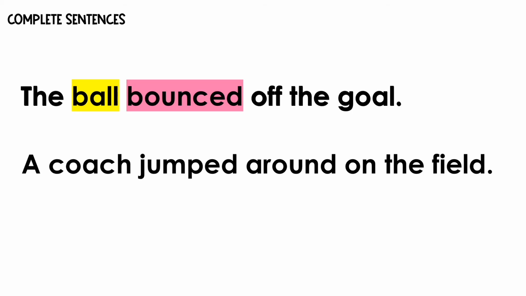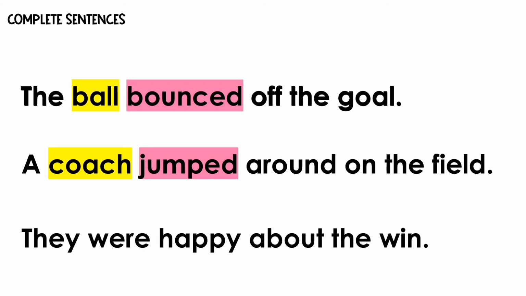The next one. A coach jumped around on the field. What is the subject? Good job. It's who of the sentence, the coach. And what did the coach do? The coach jumped. That would be the predicate of the sentence. So now you have a complete sentence. You got your peanut butter and your jelly.